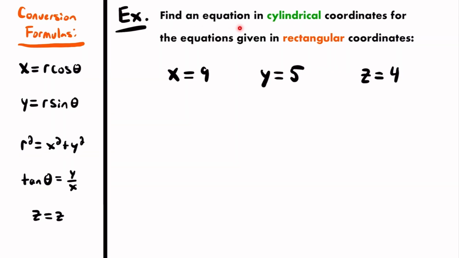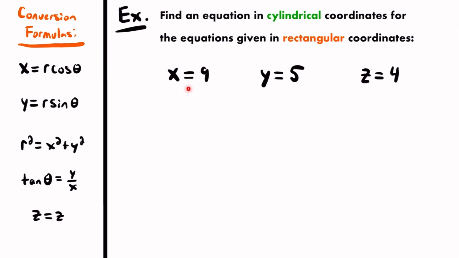First up, we want to find an equation in cylindrical coordinates for the equations given in rectangular coordinates. So very clearly, these are rectangular equations, right? We have x equals 9, y equals 5, z equals 4. They deal with x, y, and z. In fact, you might even recognize that these represent planes in the 3D coordinate system, right? Whenever you just have a single variable to the first power, x, y, or z, equal to some constant, that represents a plane. Now to convert these two equations in cylindrical coordinates, we need to use our conversion formulas.